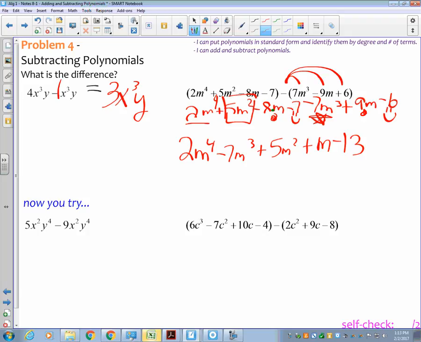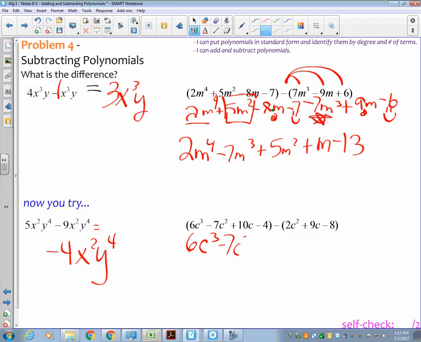Right, take a moment. Now you guys try. Pause this recording and complete these two problems. This is negative 4x squared y to the 4th.